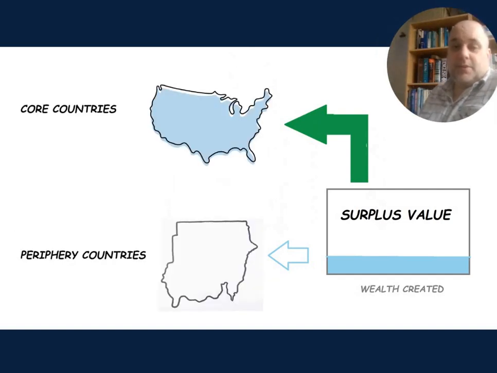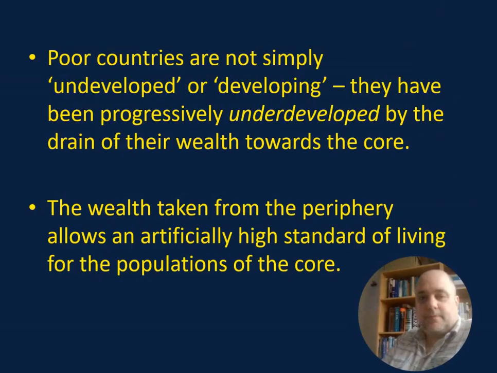And we can apply the same principle to core and periphery countries. So a periphery country, like Sudan, for example, is essentially having much of its wealth drained away from it, and towards core countries like the United States. So Sudan can never ultimately get richer because most of its resources are being continually drained away in this kind of neo-colonial relationship of dependency.